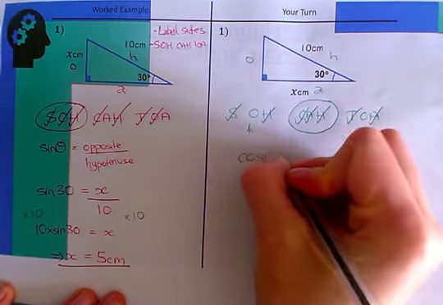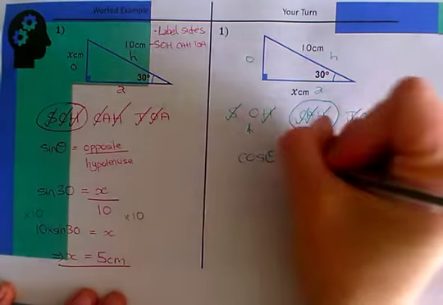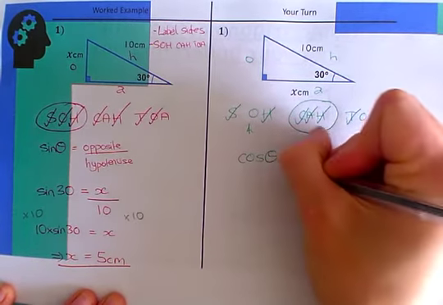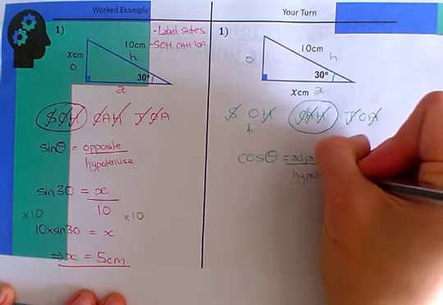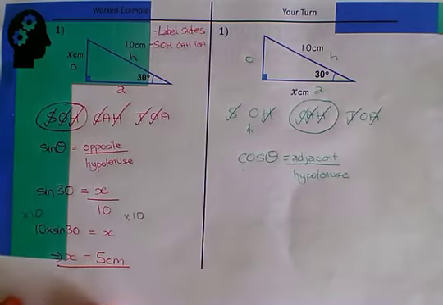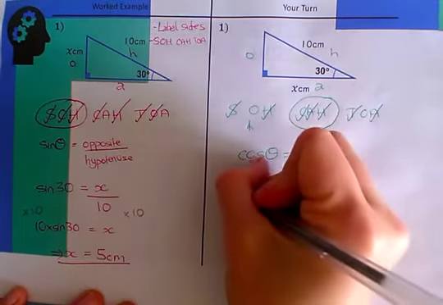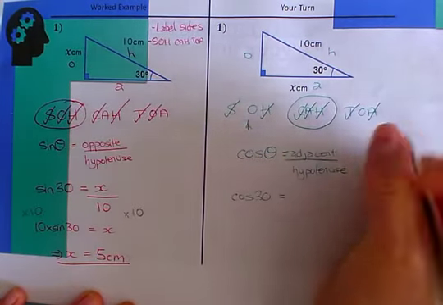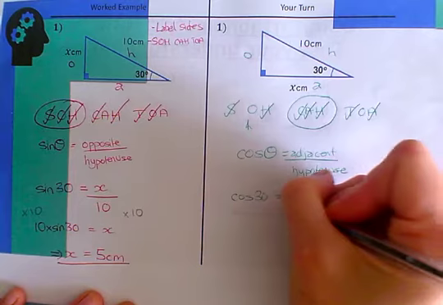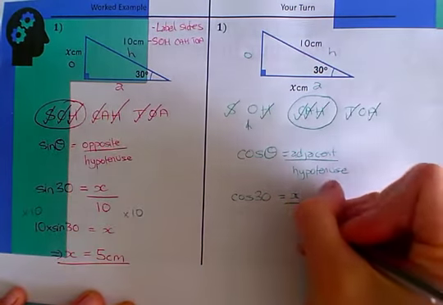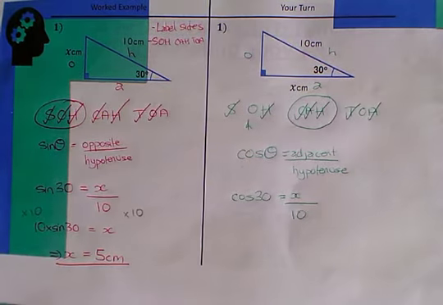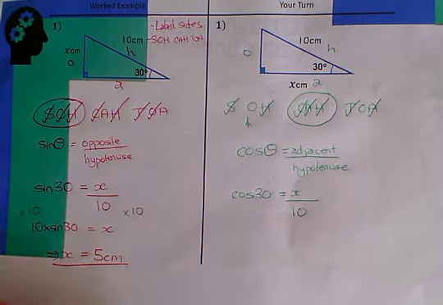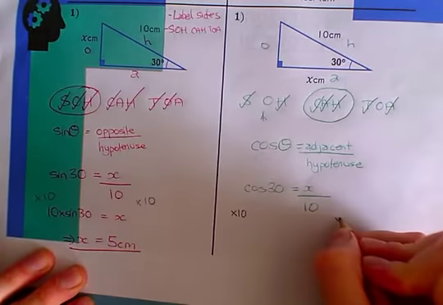So cos of the angle, which I'll write as theta, is equal to the adjacent divided by the hypotenuse. And then I can just substitute in the values that I know. So cos, and my angle is 30 degrees, so cos of 30 is equal to x divided by the hypotenuse, which is again equal to 10. So now to isolate x, I want to times both sides by 10.